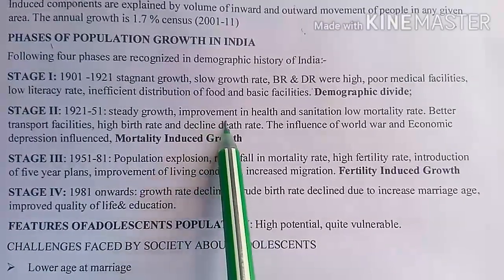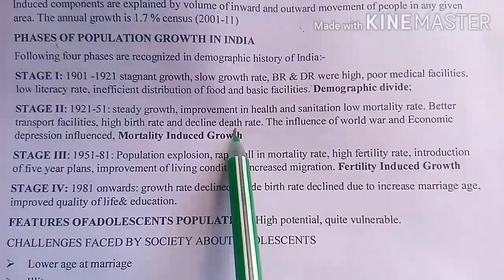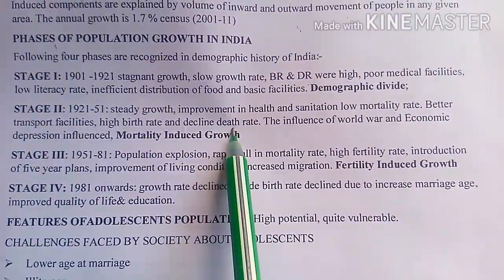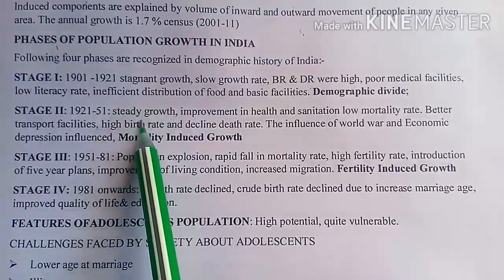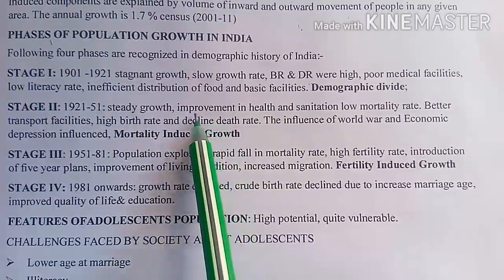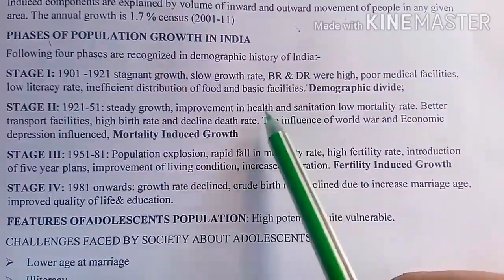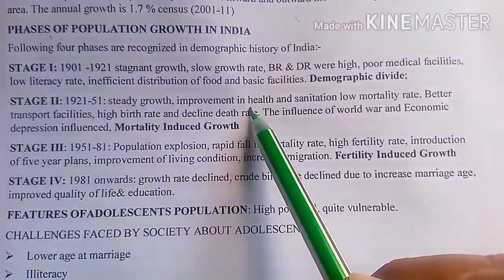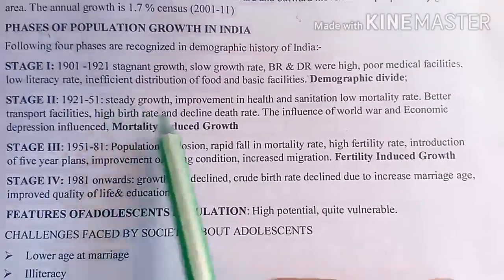With the help of improved health facilities, the death rate of children declined. That's why the growth rate improved and the population increased in the second stage.